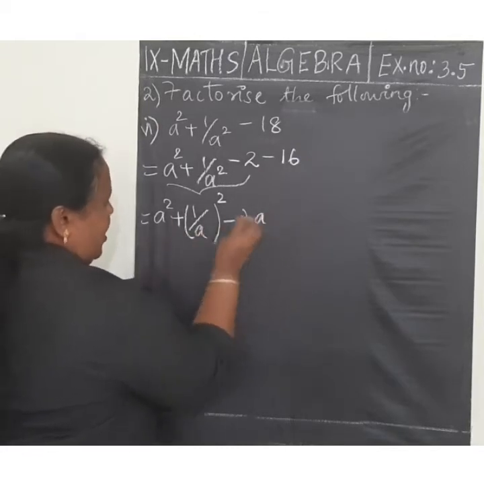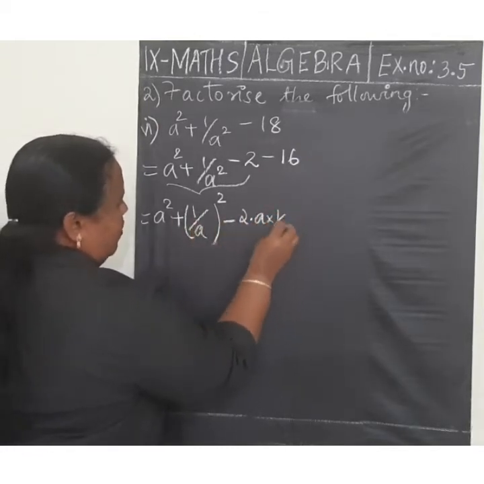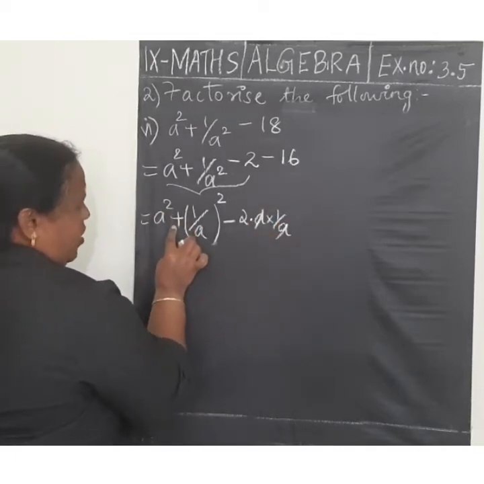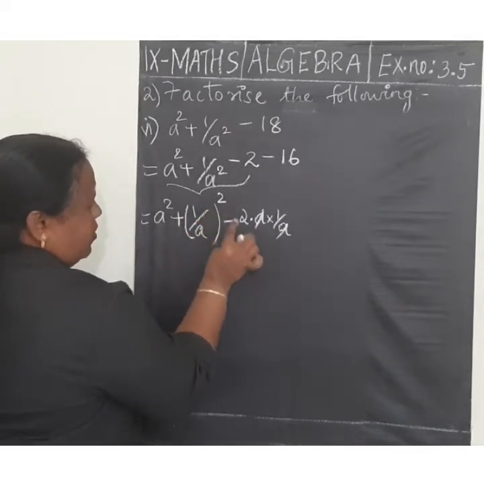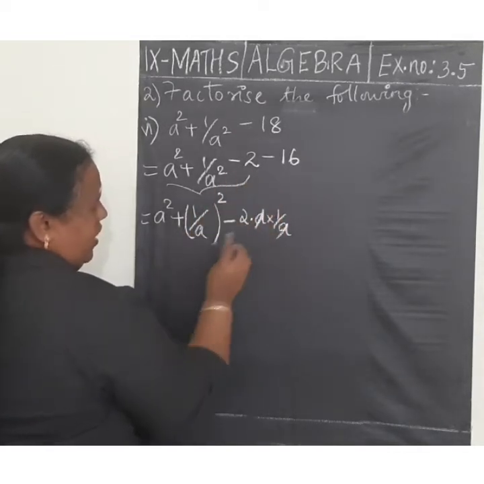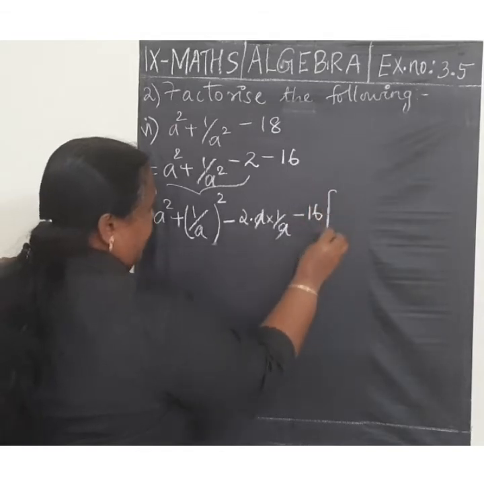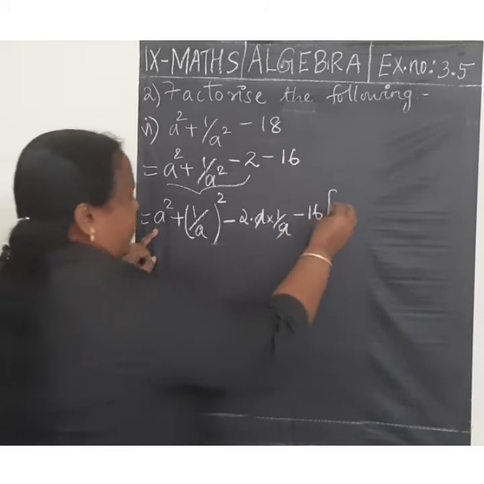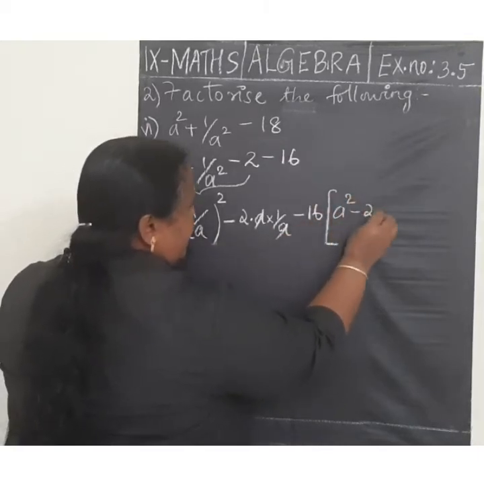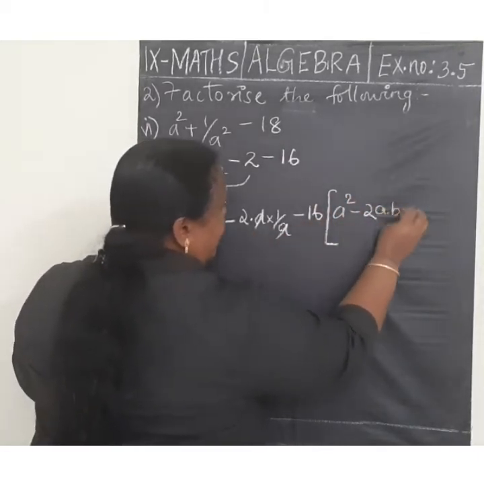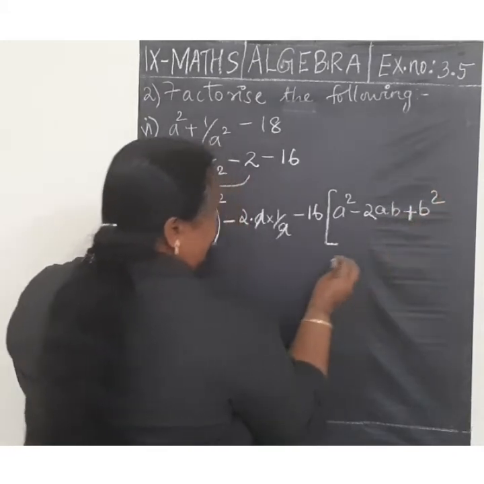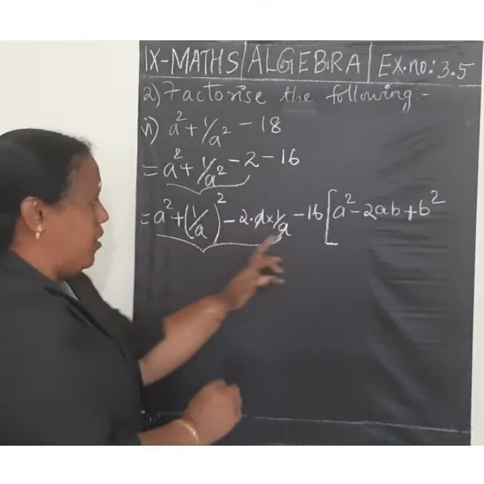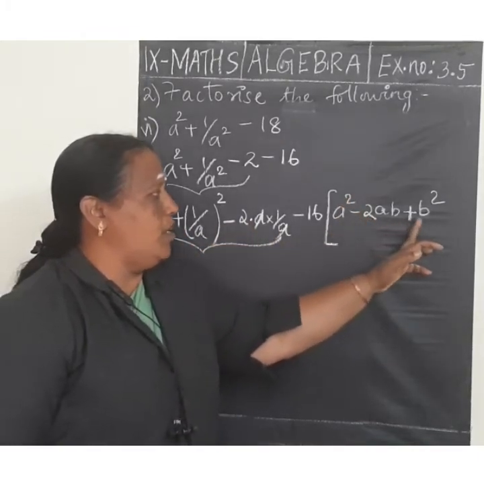A is a, b is 1 by a into 1 by a. So a will get cancelled. We are getting a square plus 1 by a the whole square minus 2ab, minus 2 we are getting. So minus 16. Now it is in the form of a square minus 2ab plus b square.